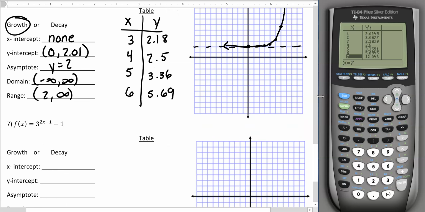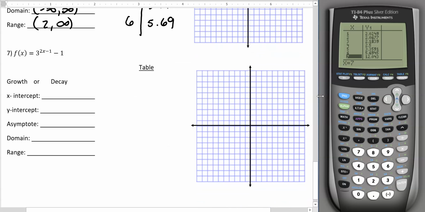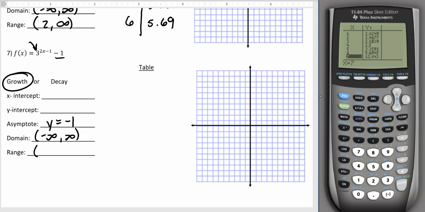All right, one more. Hopefully we're feeling pretty confident by now. So let's look at the information we can see. So my base is 3, so I'm dealing with growth. Vertical shift is -1, so that means my asymptote's y equals -1. My domain, of course, negative infinity to infinity. My range in this case would be -1 to infinity. I am going to have an x-intercept on this one, so let's go ahead and graph what we can here.